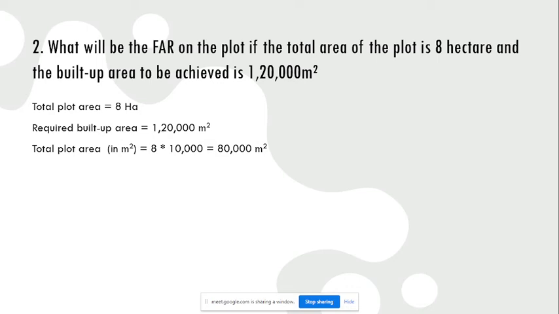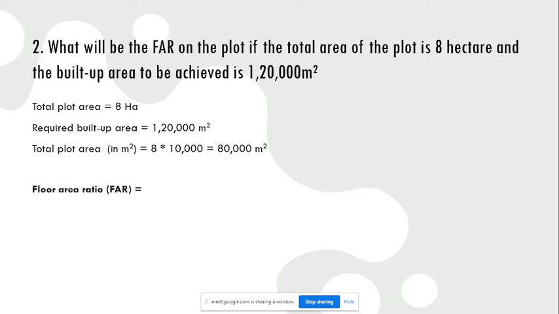So either we have to convert the total plot area into the same units as the built-up area, or convert the built-up area into the same units as the plot area. You can either convert the required built-up area from meter square to hectares, or the total plot area from hectares to meter square. For this question, we convert the total plot area into meter squares. To convert hectares to meter square, we multiply by 10,000, that is 100 meters into 100 meters for one hectare. So it gives us 80,000 meters square.